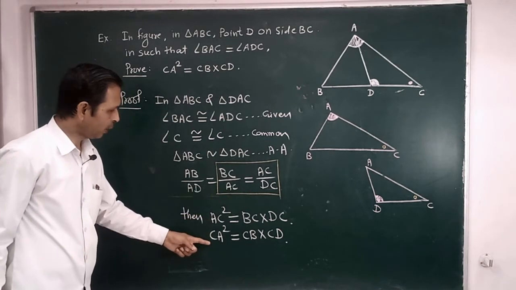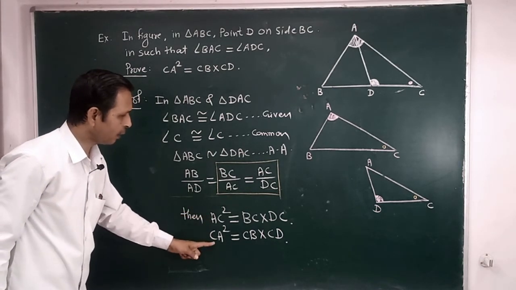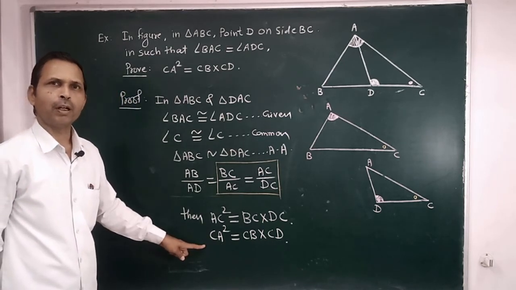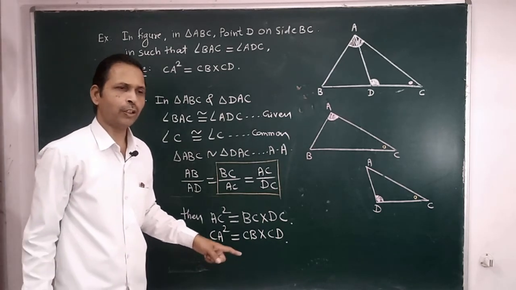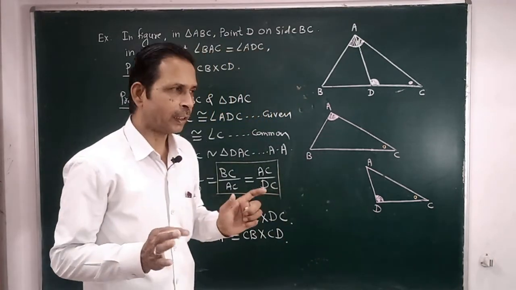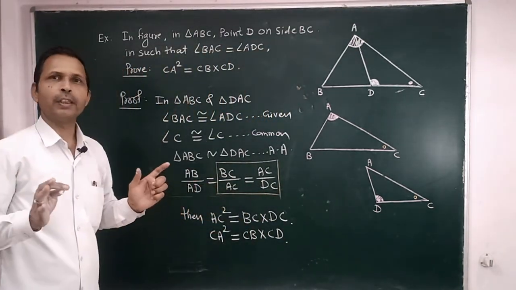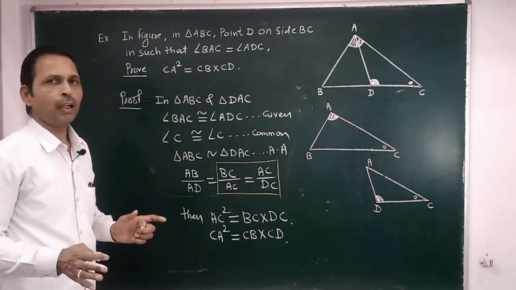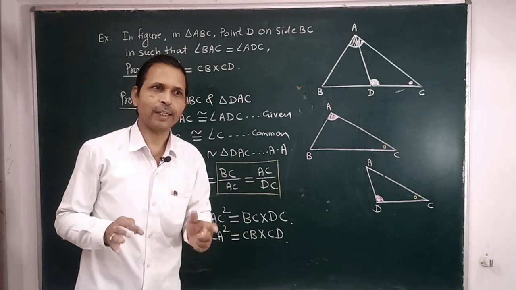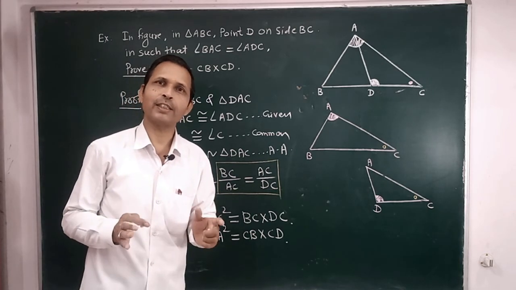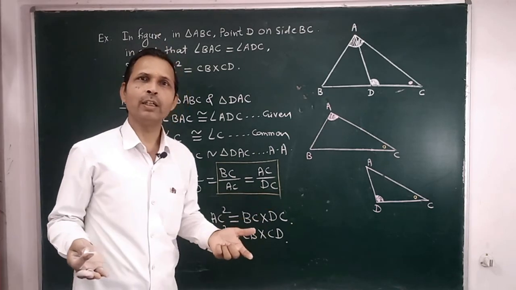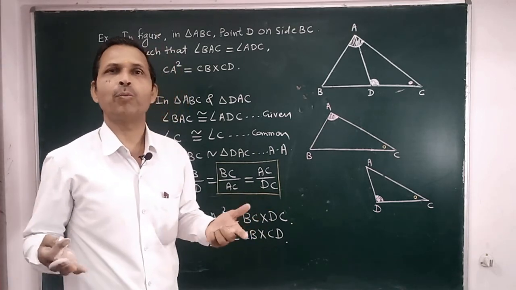This is the proof of the given example. Now it is very easy to prove all these riders, when we know the similarity of triangles, how to show the triangles are similar, and how to write the ratios of the corresponding sides of the similar triangles. Now it is very easy to solve such types of examples.